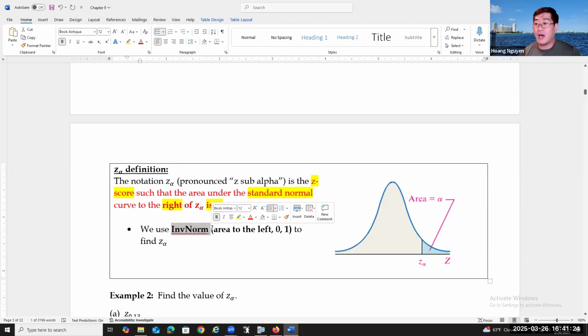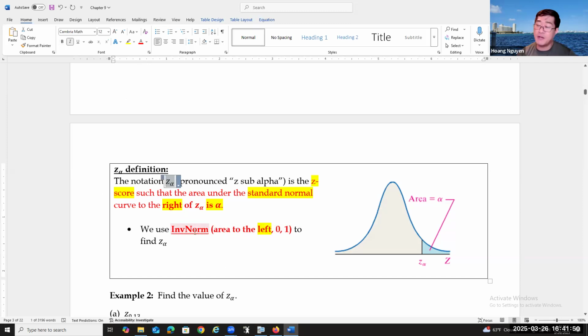And for most of us, to keep it consistent, whenever we're using the inverse norm, you have to show the area to the left and then the mean and the standard deviation. That's how we calculate Z sub alpha over 2. We use the inverse norm, and make sure that you show the area to the left. Z sub alpha indicates that alpha is the area to the right.